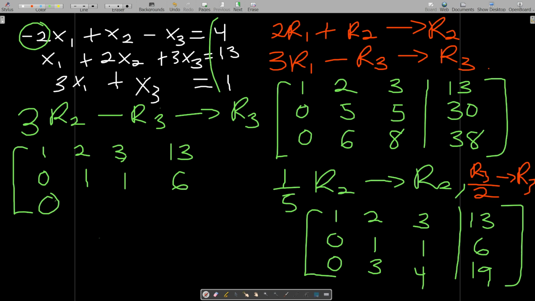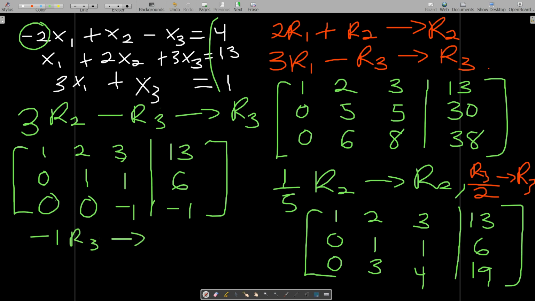Now 3 times root 2. So 3 times 1 will give us 3. Minus 3 we get 0. And 3 times 1 will give us 3. Minus 4 we get negative 1. And 3 times 6 is 18, minus 19, you get negative 1 again. So this is how it goes. Now we can divide through the whole of this root 3 by negative 1, since we have negative. So negative 1 times root 3 should give us a new root 3.